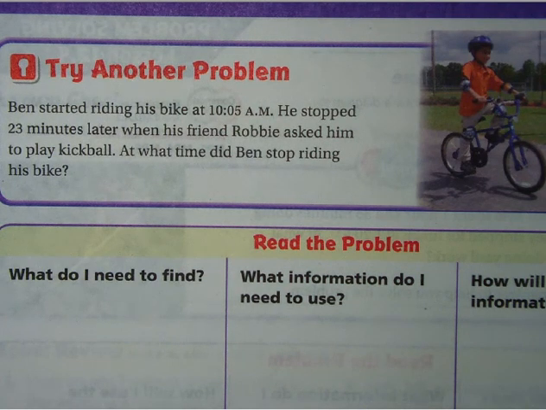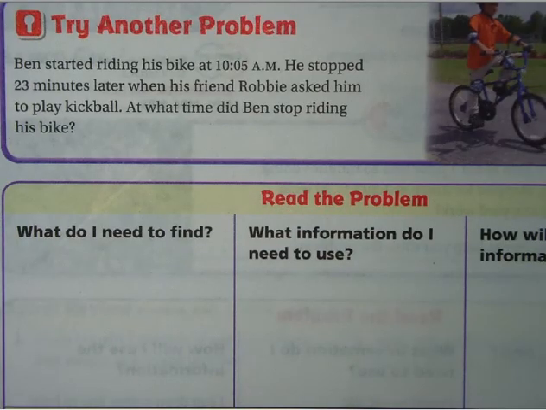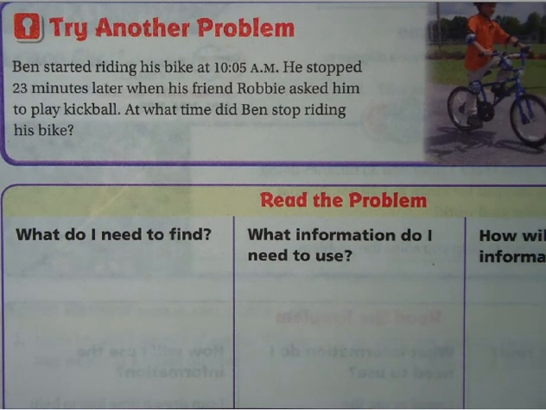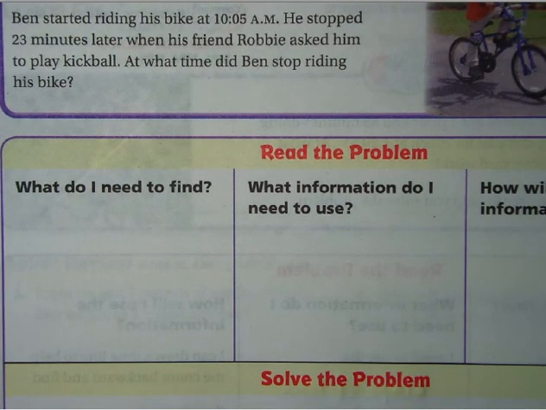So he started riding at 10:05. He stopped 23 minutes later. So instead of thinking about the elapsed time and going back, I think we're going to be going forward this time. So what do I need to find?